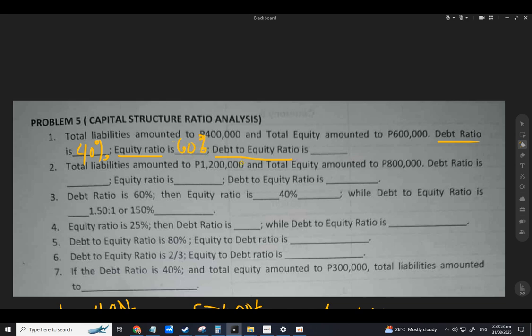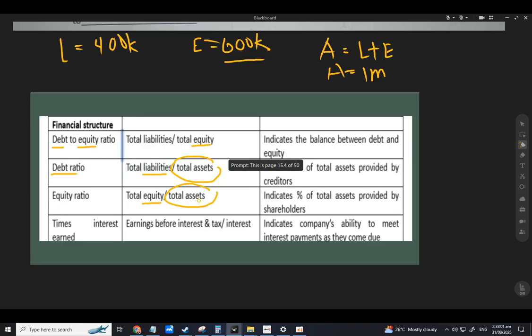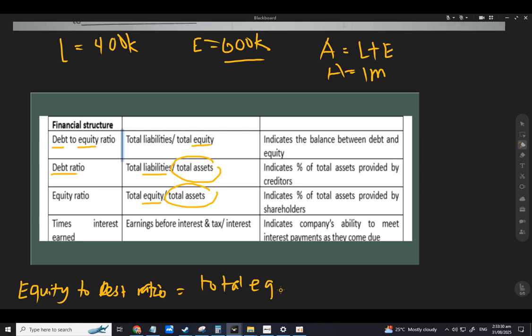For the debt to equity ratio, our formula is total liabilities over total equity. The debt, which is liabilities, comes first, and the denominator is equity. Just in case it says equity to debt ratio, just reverse the formula: instead of total liabilities over total equity, it becomes total equity over total liabilities.